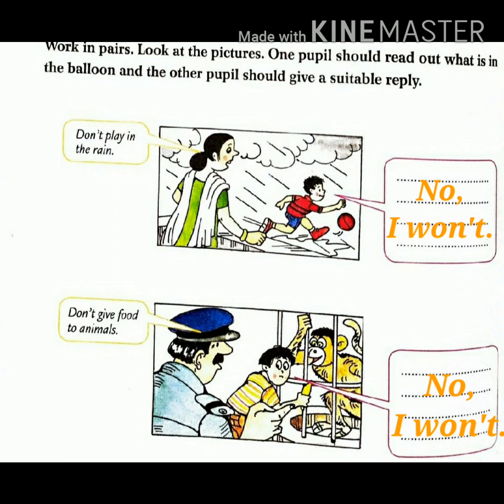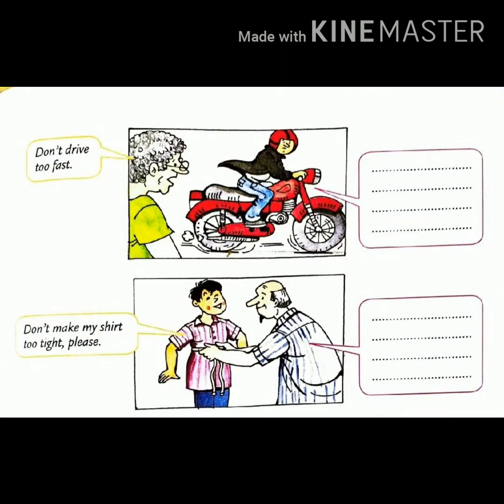Now children, just move on to the next page. Don't drive too fast. No, I won't. Don't make my shirt too tight, please. No, I won't.